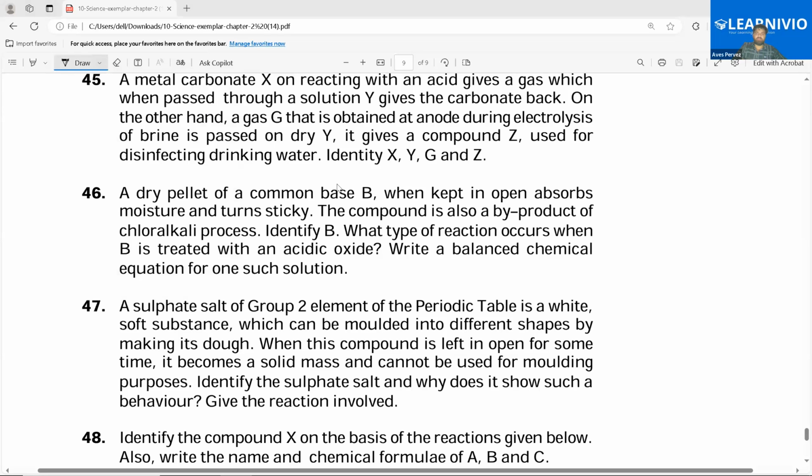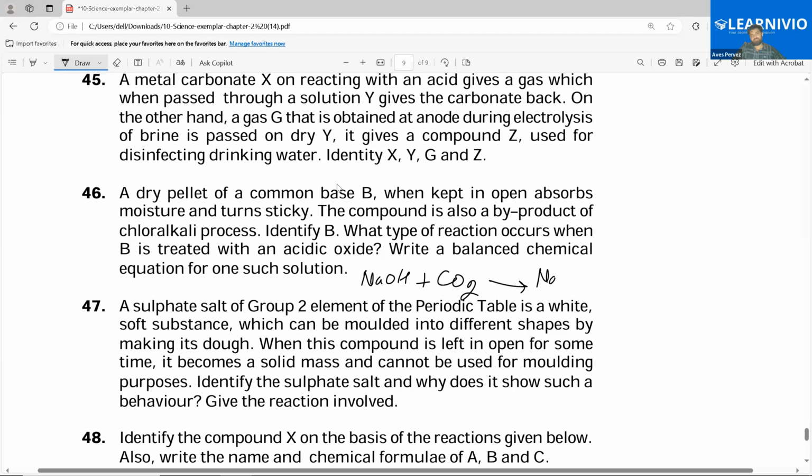I'm saying that this is NaOH. I'm asking whether metal oxides are acidic in nature or basic in nature. Basic in nature, right? And non-metal oxides are acidic in nature. So you can react it with carbon dioxide, a non-metal oxide. What will it give you?